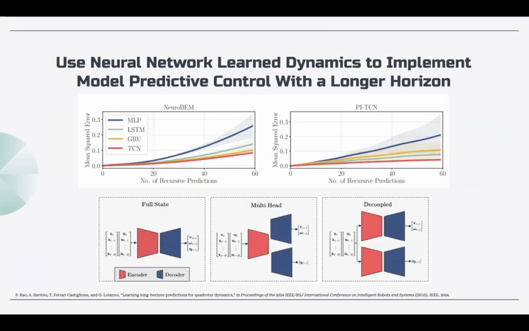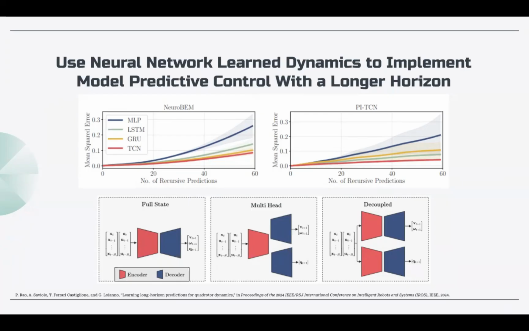This was based on a paper that came out of the Agile Robotics and Perception Lab, where they used neural networks to learn the dynamics of a quadcopter, and they were able to achieve significantly higher accuracy across much longer horizons than you could normally predict using just Newtonian dynamics. They did this with a couple of different neural network architectures: a multi-layer perceptron, long short-term memory, gated recurrent units, and temporal convolutional networks.